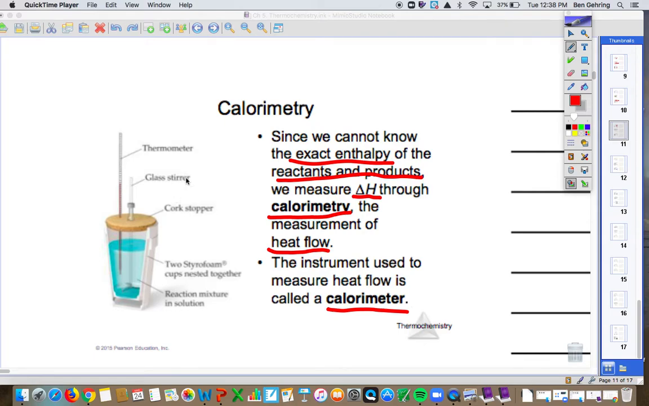There's a picture of a calorimeter on your left. You typically have two styrofoam cups, which provide insulation and prevent heat loss to the outside. You have a reaction taking place in here, a cork or insulator stopper to not lose heat from the top, a glass stir rod to mix the reaction, and then a thermometer to measure the temperature change of the liquid, which is typically water.